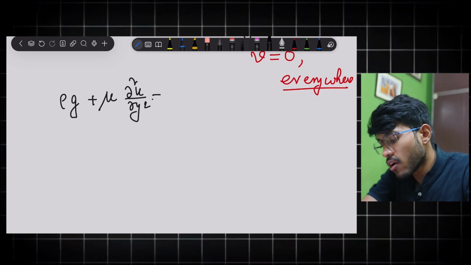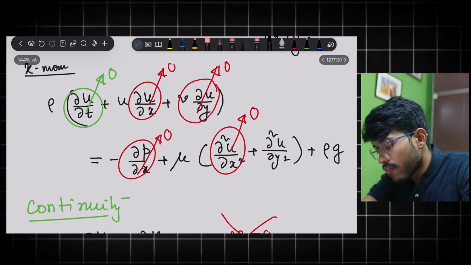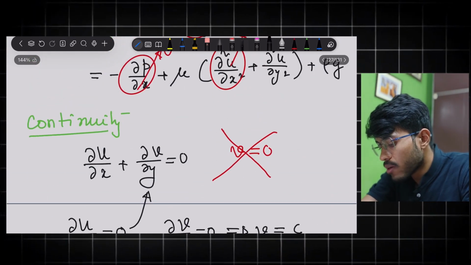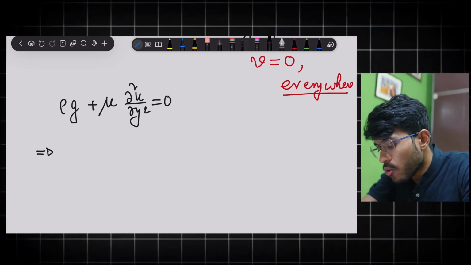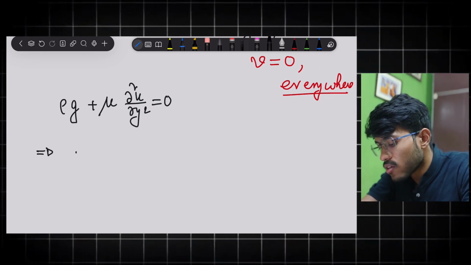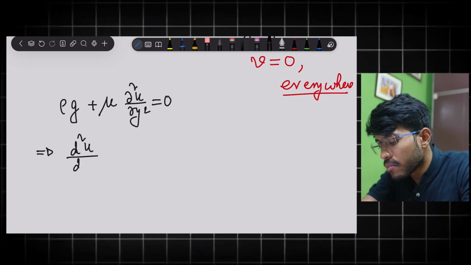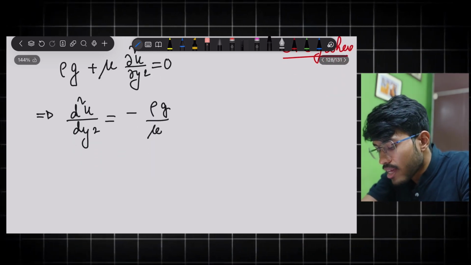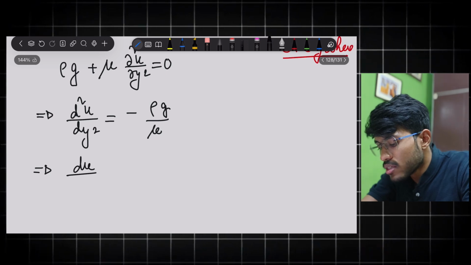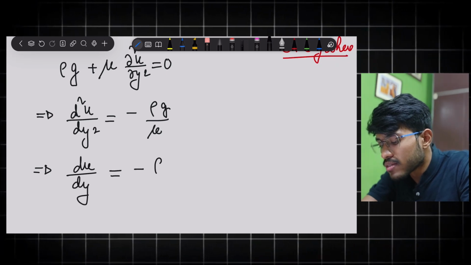And honestly, I should have written not del but d, because u is a function of y only. So my d2u dy2 is equal to minus rho g by mu, right? Let me quickly solve it. du dy is equal to minus rho g by mu y plus c1.